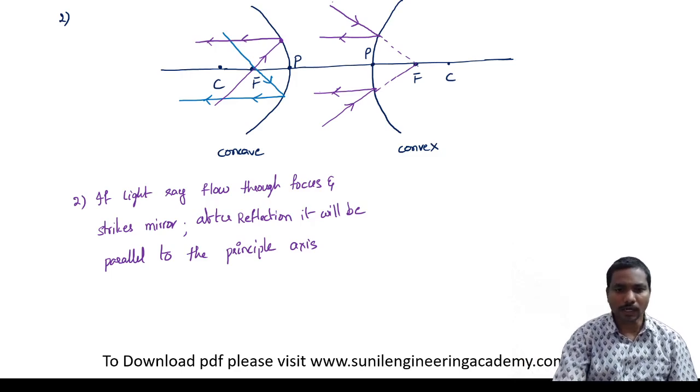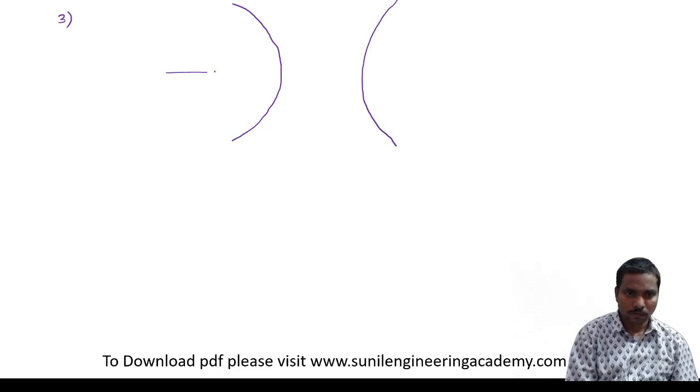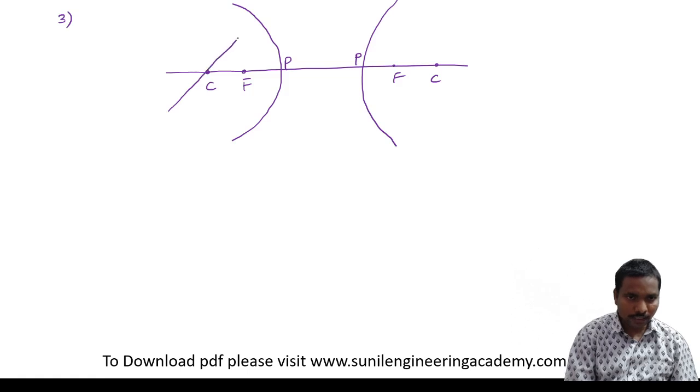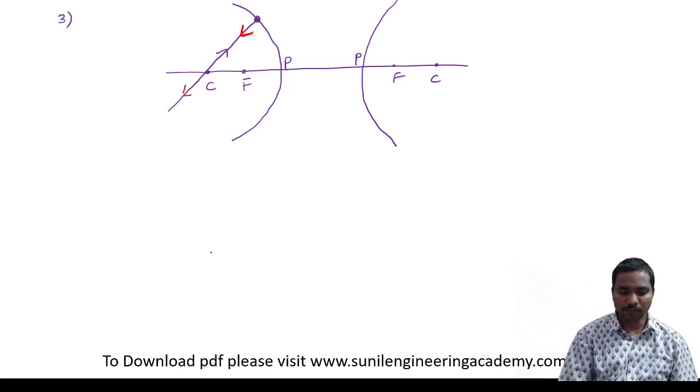Okay, now coming to the third point. What is this third point? The third point is a very, very simple point. Here we have the pole, here we have the center, here we have the focus. So the third point is, if any one light ray flows through the center of curvature and strikes the mirror, after reflection it will come back along the same axis. That means through the same center of curvature only. All of you getting my point?